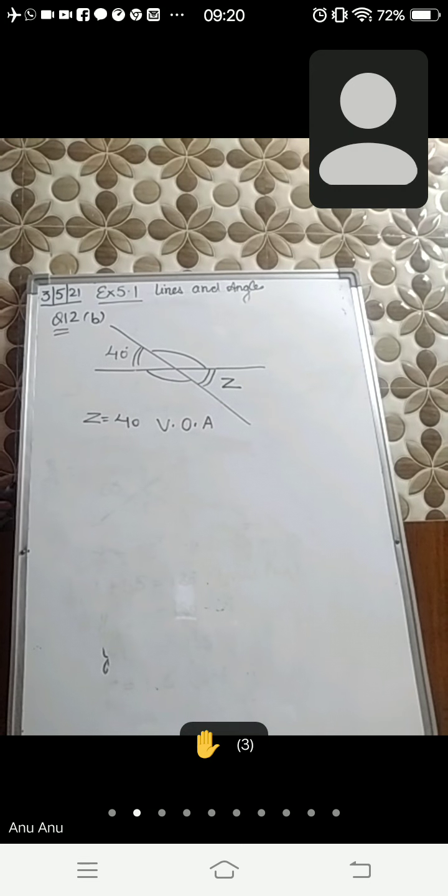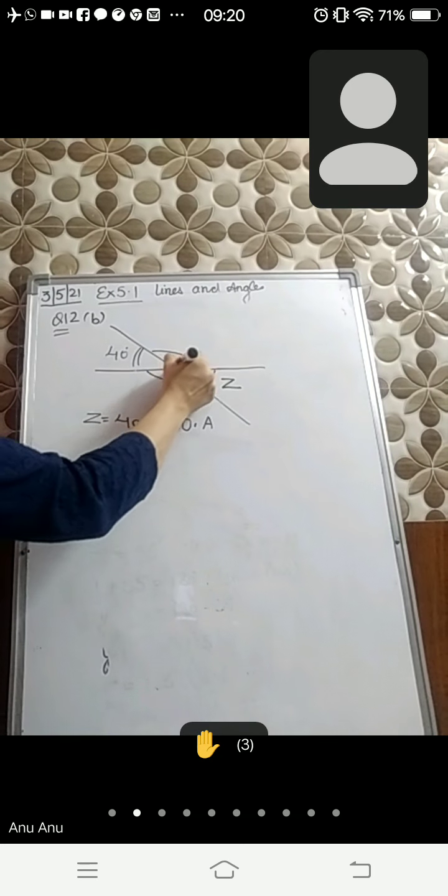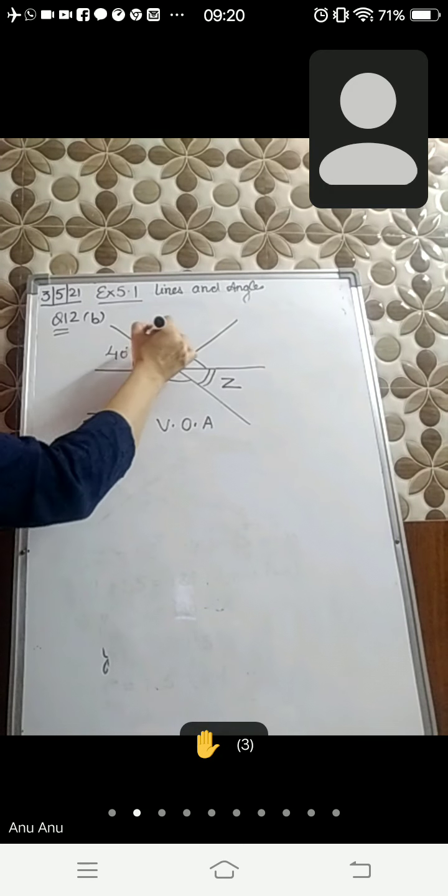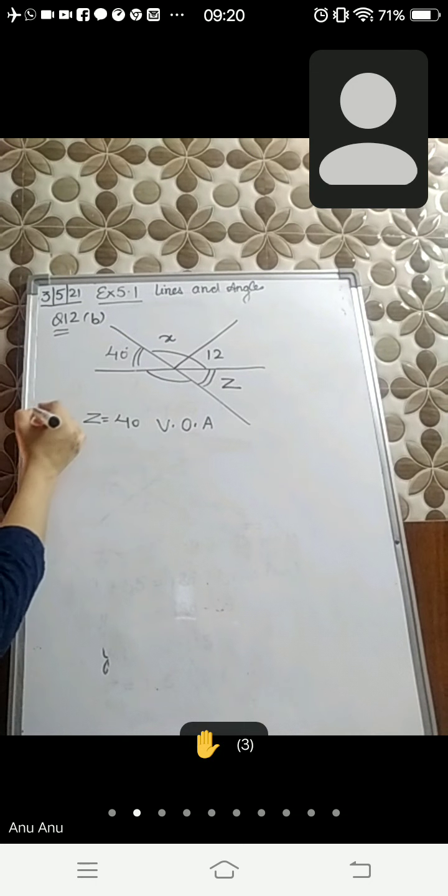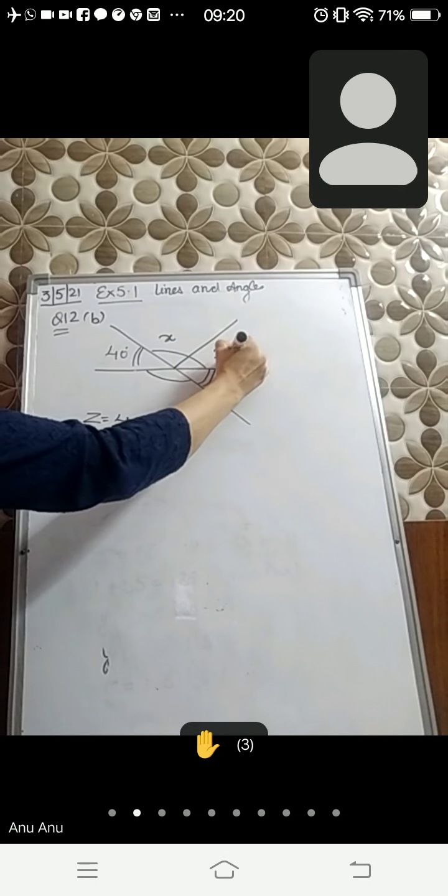Now let's complete the figure. You are given one more partition, and this partition is dividing the angle as X and 25 degrees.